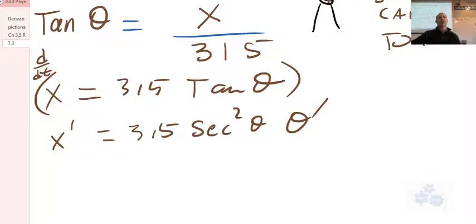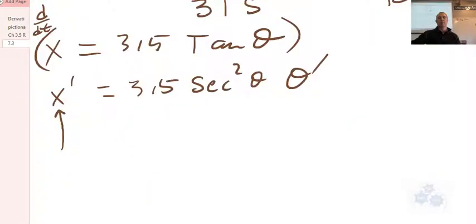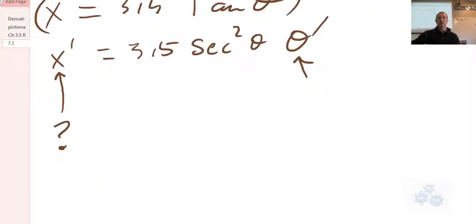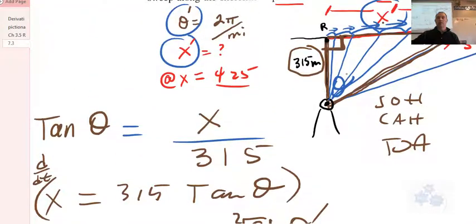Okay, so just like the last question that we did, are we given it or do we need to find it? We don't know x prime, so we're trying to find this. This one, theta prime, we're given, and that is given to be 2 pi. And this one, theta, are we given this? Nope, so we're going to have to find it. Again, this applies at the instant that we're concerned with in the question. You've got this triangle again, and at this instant x is actually 425.